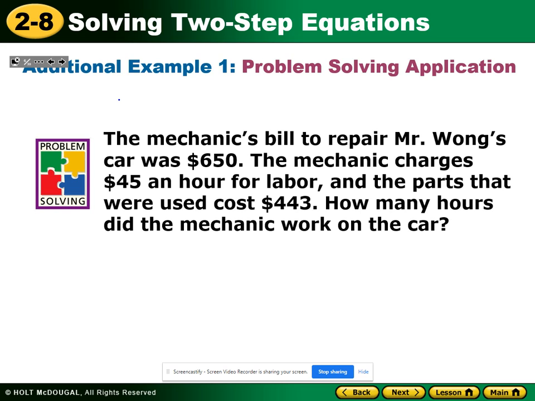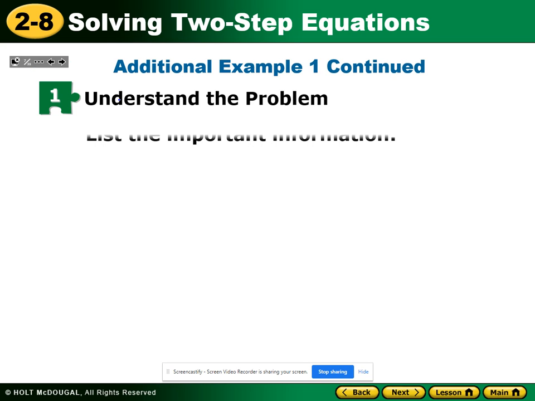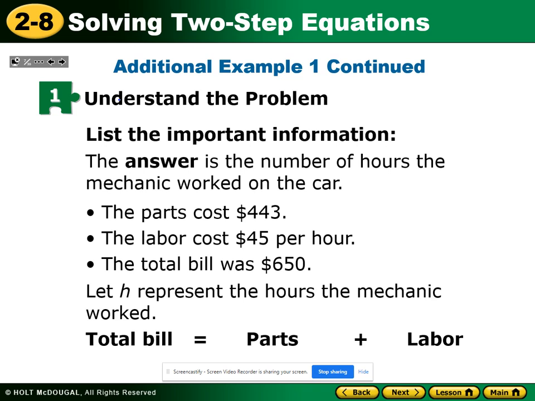The mechanic's bill to repair Mr. Wong's car was $650. The mechanic charges $45 an hour. So $45 times H. And the parts were $443. So labor cost times hours, plus 443 equals 650. So we have our problem. This is a flat cost, 45 times number of hours, and here's our total.